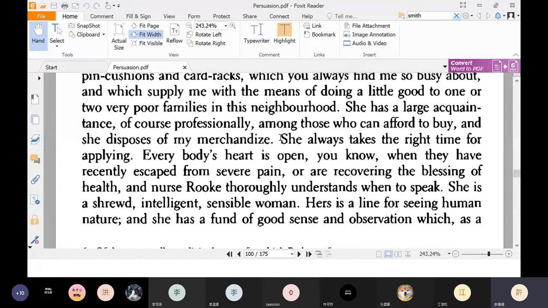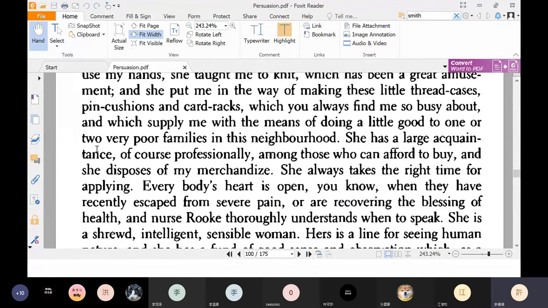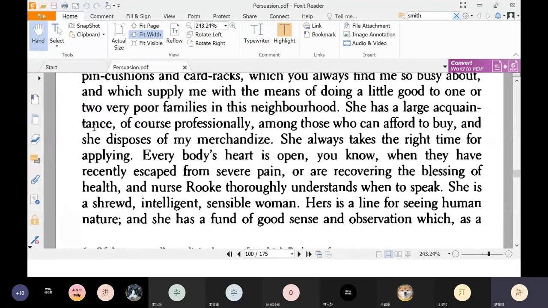So here, talking about Nurse Rook. This is Mrs. Smith talking. She has a large acquaintance, of course, professionally, among those who can afford to buy, and she disposes of my merchandise. So here she's talking about her little business of making pin cushions and card racks, small things that you might find around the house, and this is how Mrs. Smith makes a little money to support herself. And she sells them through Nurse Rook, because Nurse Rook has many customers, people to take care of.